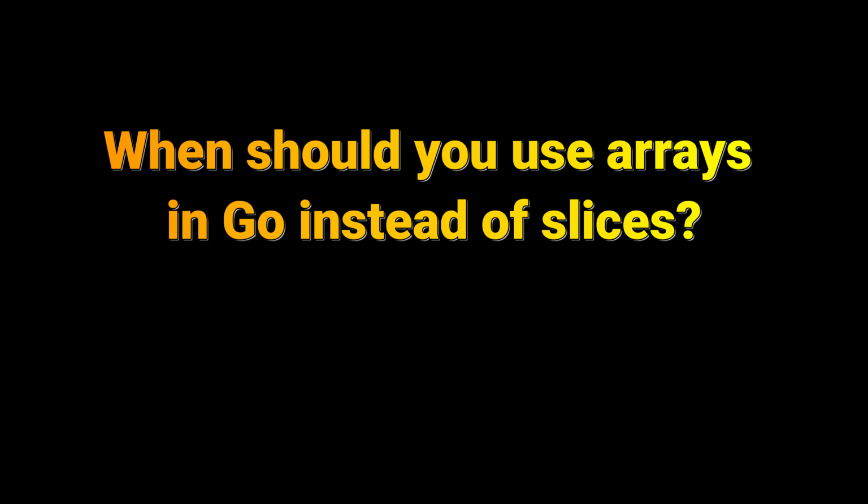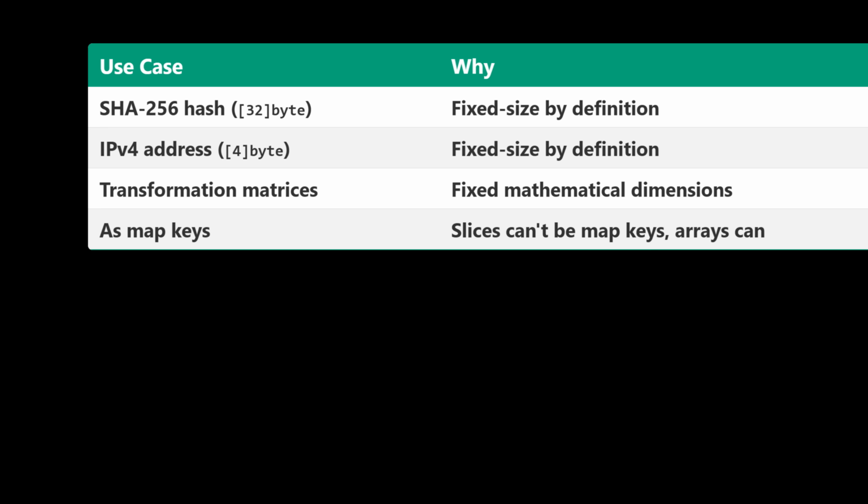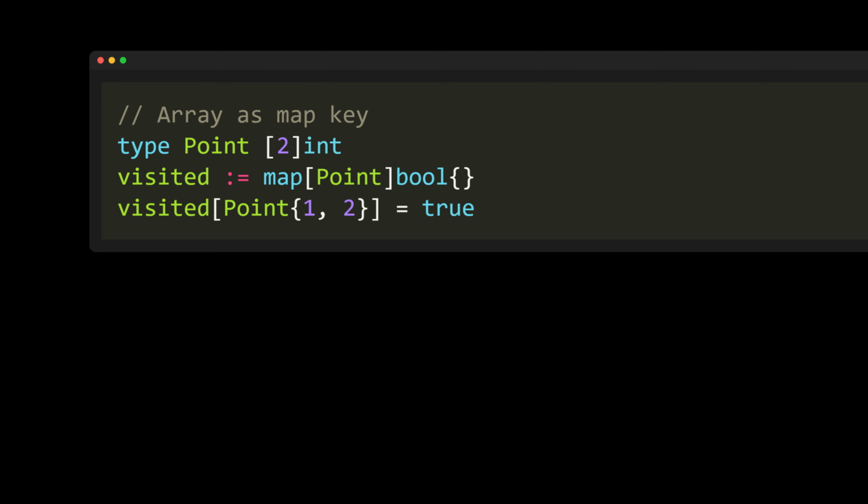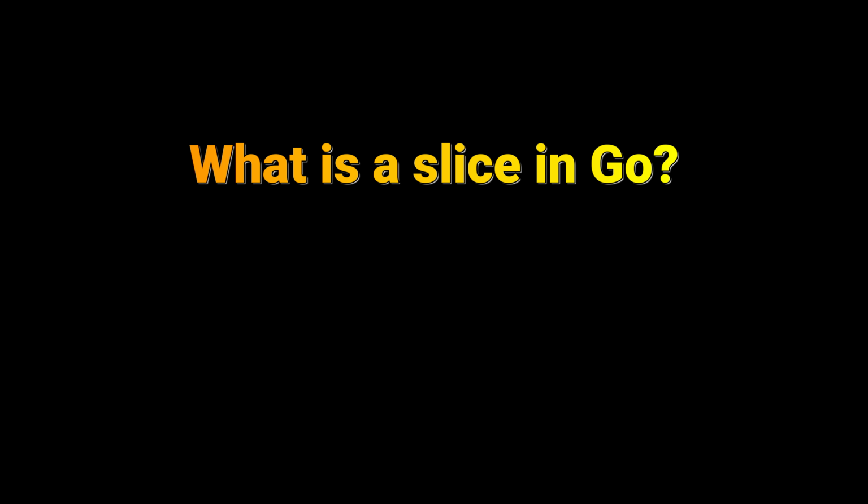Question: when should you use arrays in Go instead of slices? You should use arrays when you have data with a fixed size that never changes. Good examples include SHA-256 hashes, which are always 32 bytes, IPv4 addresses, which are always 4 bytes, and mathematical matrices with fixed dimension. Arrays are also useful when you need to use them as keys in a map, because slices cannot be used as map keys, but arrays can. For most other situations where the size might change, slices are a better choice.